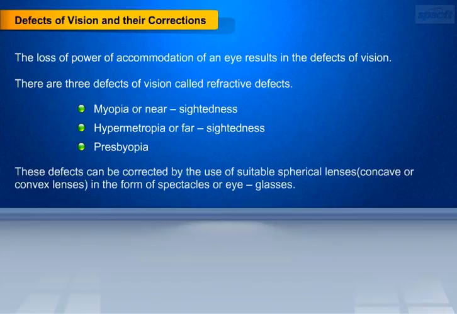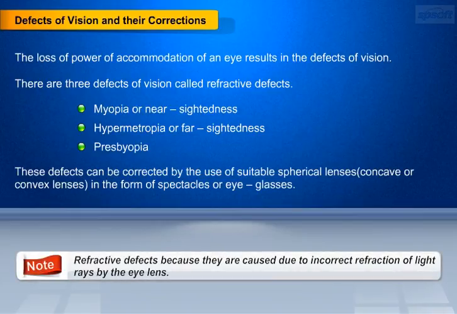of spectacles or eyeglasses. Note that these three defects of vision are called refractive defects, because they are caused due to incorrect refraction of light rays by the eye lens. We will now describe all these defects of vision, and correction one by one in detail.